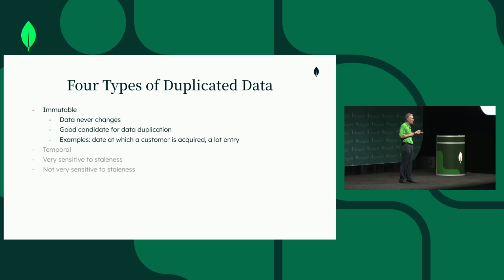The first one is what I call immutable data, data that never changes. An example, maybe the date at which a customer is acquired, a log entry. As you collect those, you put it in your information. I love this type of data when I do a review because then I can point a customer to it and they can safely make copies of that without any concern to get better performance at read time.